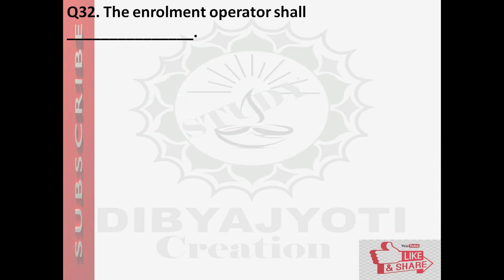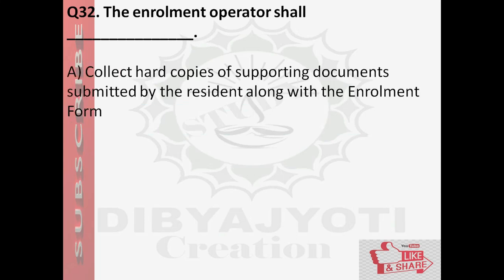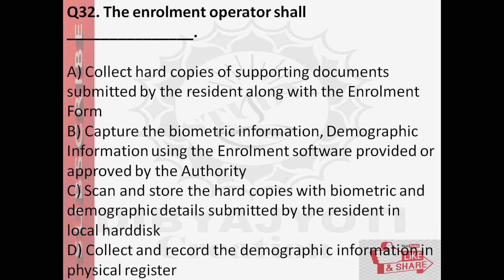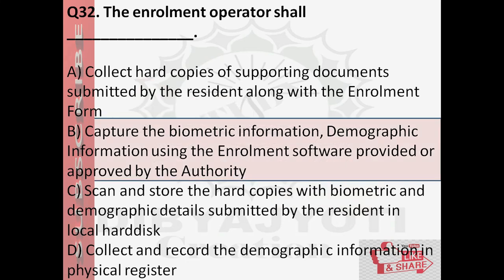Then question number 32, the enrollment operator shall, option A, collect hard copy of supporting documents submitted by the residents along with the enrollment form. Option B, capture the biometric information and demographic information using the enrollment software provided or approved by the authority. Option C, scan and store the hard copy with biometric and demographic details submitted by the resident in local hard disk. Option D, collect and record the demographic information in physical register. And answer is, option B, capture the biometric information and demographic information using the enrollment software provided or approved by the authority.